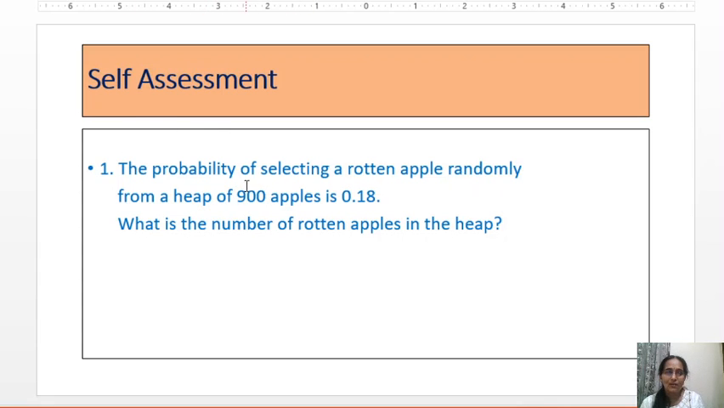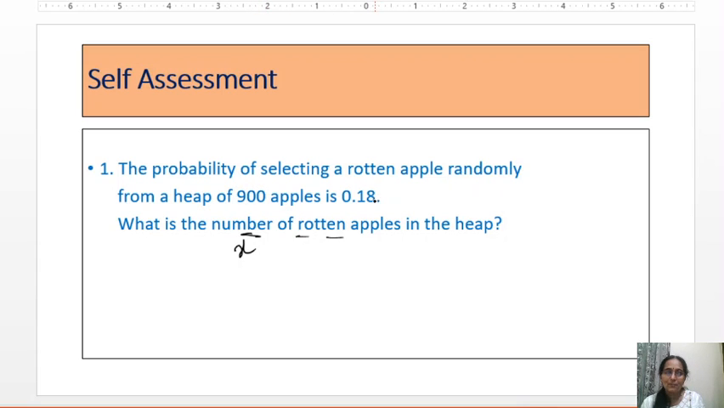The probability of getting a rotten apple randomly from a heap of 900 apples is 0.18. What is the number of rotten apples in the heap? Here you have to find the number of rotten apples. We don't know the number of rotten apples. Probability is given as 0.18. Let the number of rotten apples be x. Now x by 900 is 0.18.